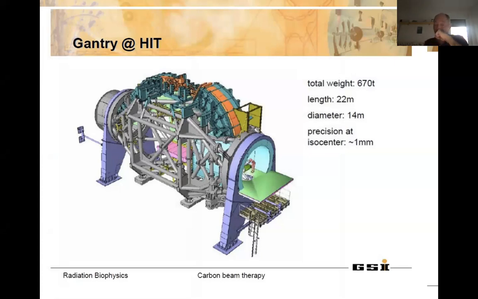That's what you have to build. 670 tons, 22 meters length, 14 meters diameter, and the precision at the isocenter in the order of 1 millimeter for the reproducibility, let's say, of the movement. So it's a very challenging mechanical structure. I mean, now the Japanese have built lighter versions using superconducting magnets, but still we are talking about very massive objects.